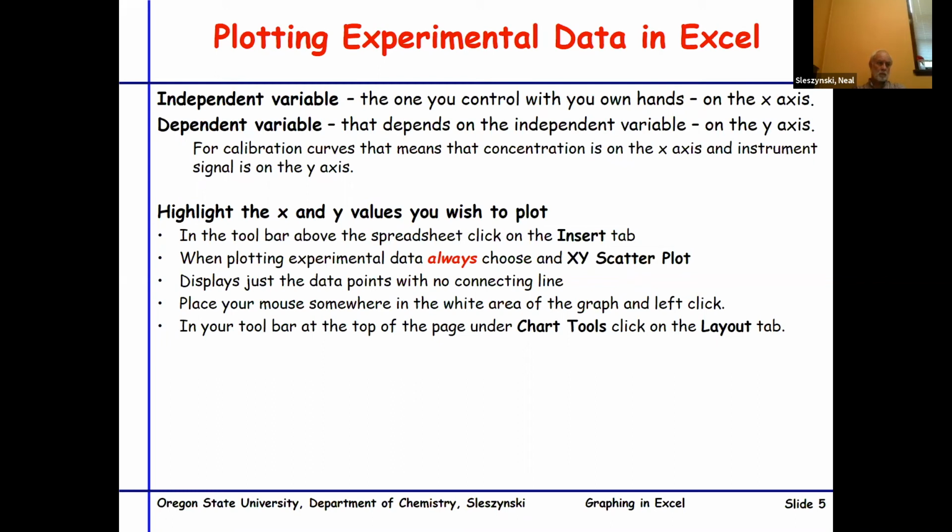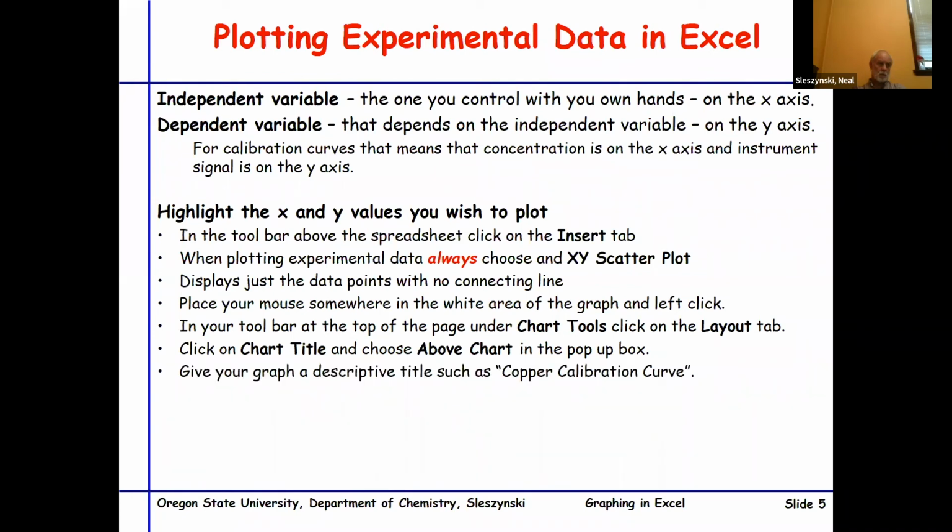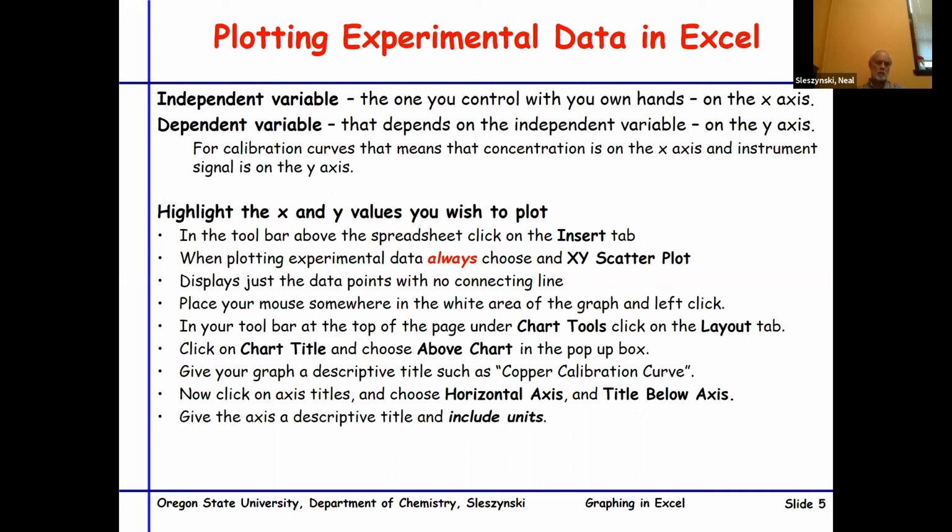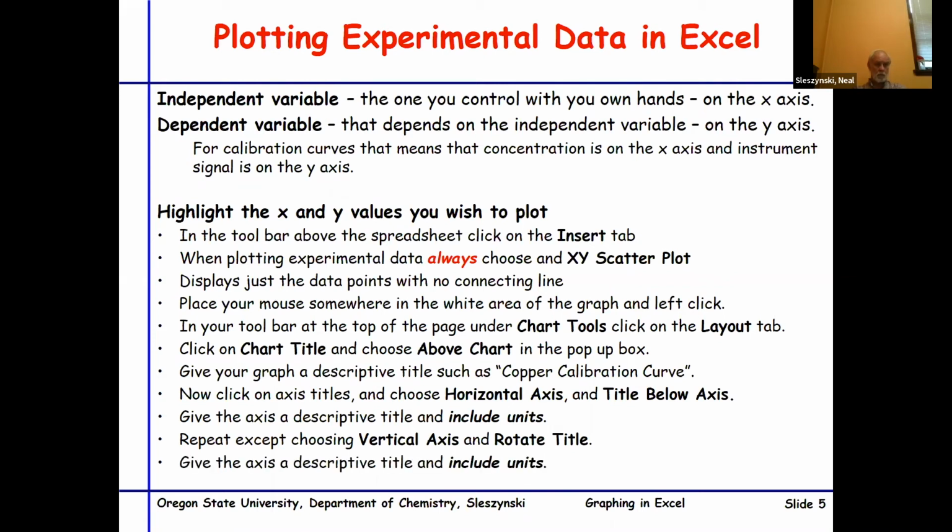In your toolbar at the top of the page under Chart Tools, click on the Layout tab. Click on Chart Title and choose Above Chart in the pop-up box. Give your graph a descriptive title such as Copper Calibration Curve. Now click on Axes titles. Choose Horizontal Axis and Title Below Axes. Give the axis a descriptive title, including units. We're going to repeat that with the vertical axis. Pick Rotate Title. And we're going to give that axis a descriptive title, including units.